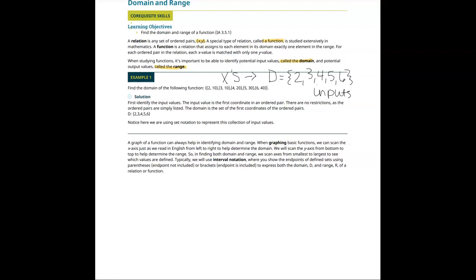So this little paragraph down here says a graph of a function can always help to identify the domain and range. So when we are looking at the graph, we want to always read our graph from left to right, right? We know that. I may have already said that. So once again, our capital D denotes our domain.